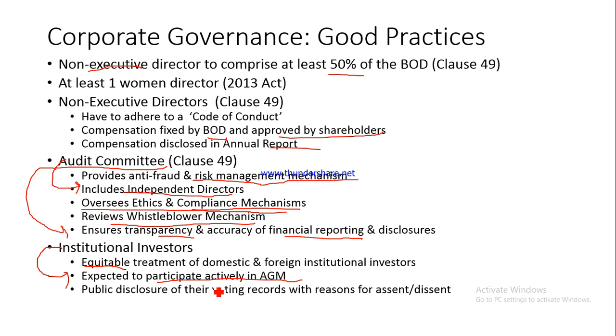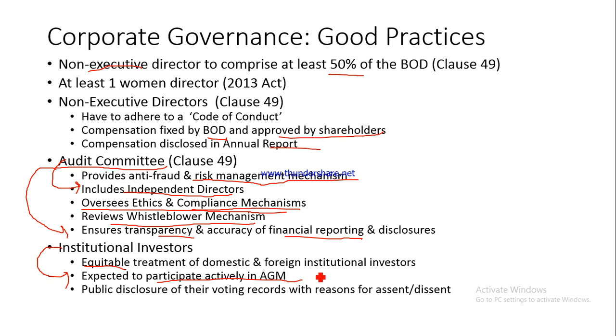So naturally, if a company has to do well, it has to have an active base of investors who consider all the decisions which are to be taken by the company, and they vote depending on whether they think the decisions are good or bad for the company, right? So this is what a company requires to perform well, and that is what is expected from the institutional investors. They are expected to participate actively in the annual general meetings.